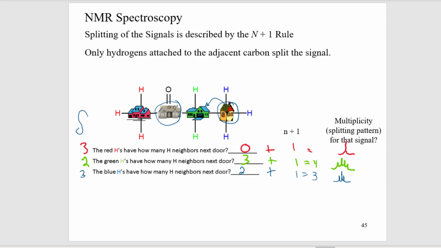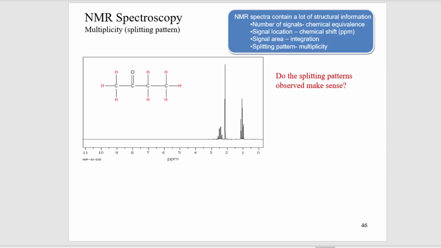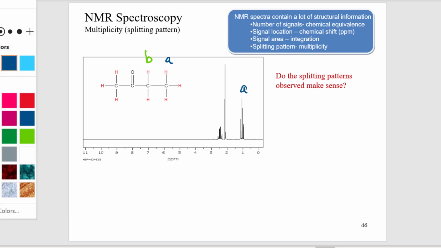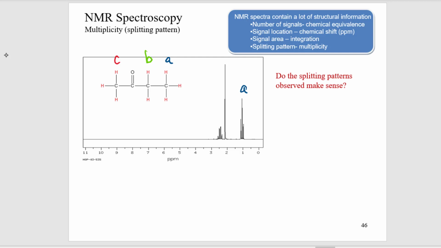Let's recall what we saw. The blue hydrogens were A. The green hydrogens were B, and the red hydrogens were C. We knew that A was the one most upfield, and if you look, it's indeed a triplet. Right? You can see that triplet because A, when your hydrogen's in house A, you look next door and you see the two at B.